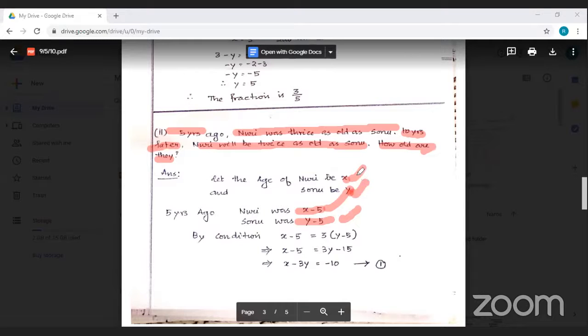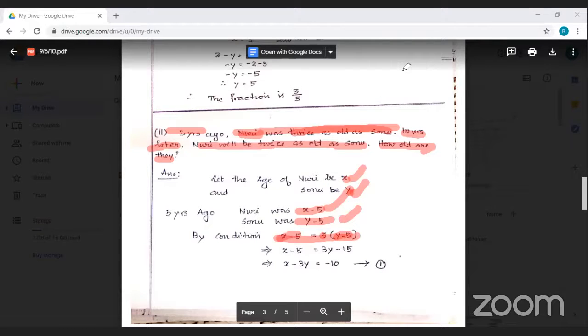Okay. Now, what is the condition? Nuri was thrice as old as Sonu. Nuri's age is x minus 5, 3 times Sonu's age. Any doubt in this? No doubt, sir. This is the first condition.